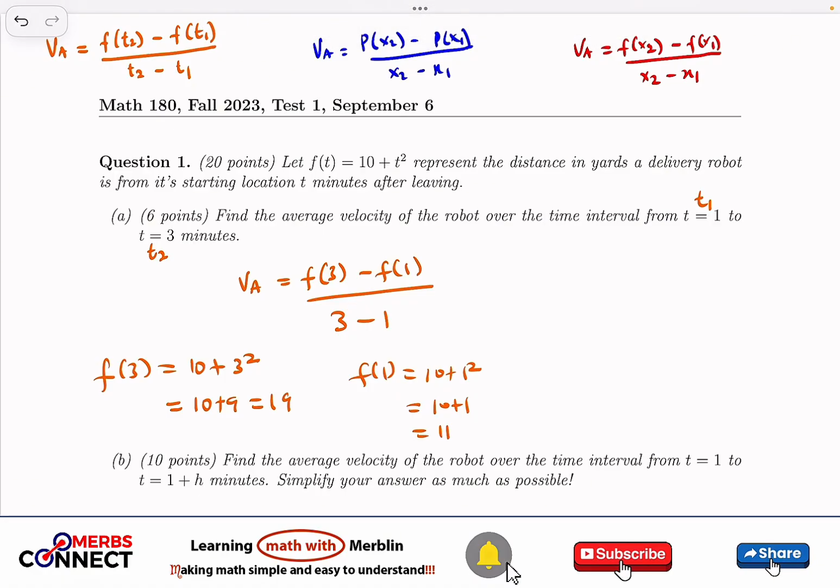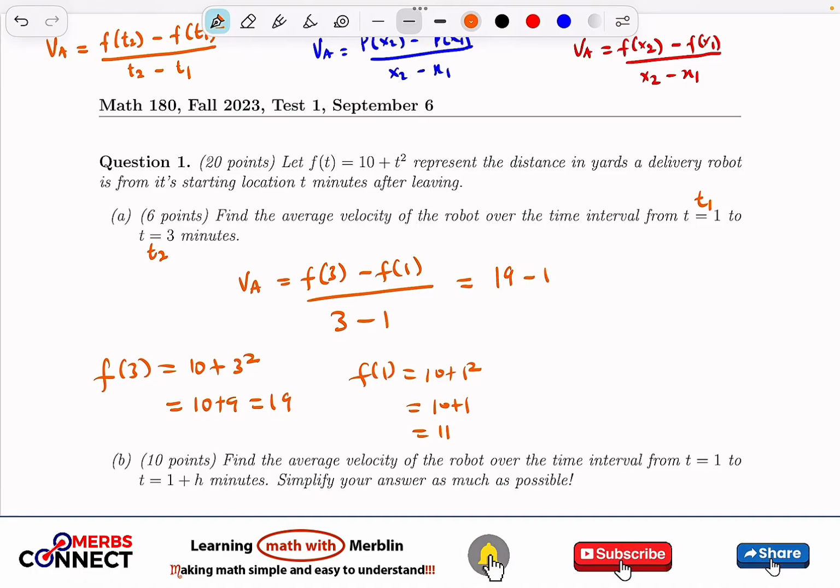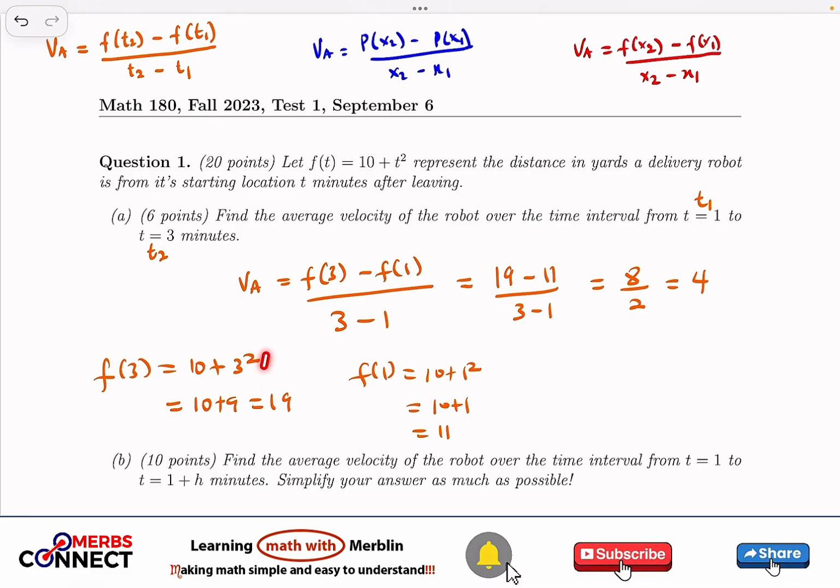So what did I do? I just did it step by step. I didn't try to put everything on top here to simplify, and then just use the results. So this is going to give us 19 minus 11 divided by 3 minus 1, and this gives us 8 divided by 2, which gives us 4. Very simple. Very, very simple. So I do this to avoid what? Mistakes. I do this to avoid mistakes.